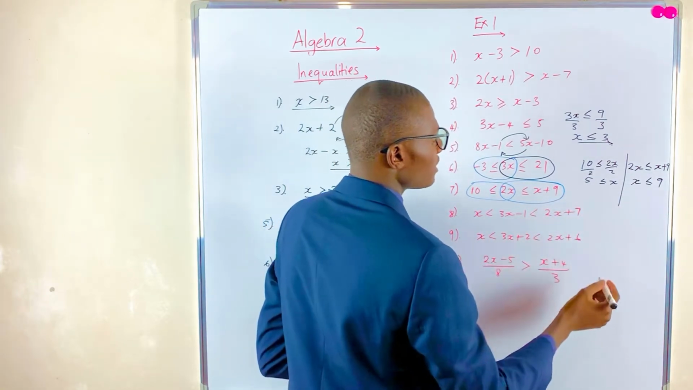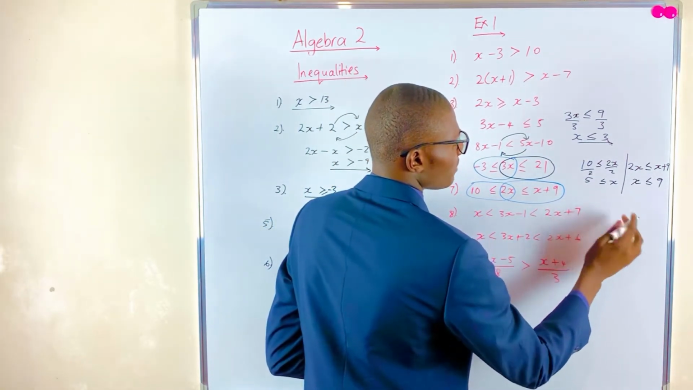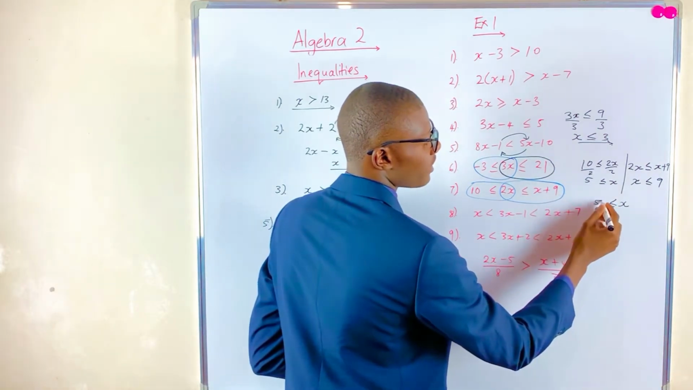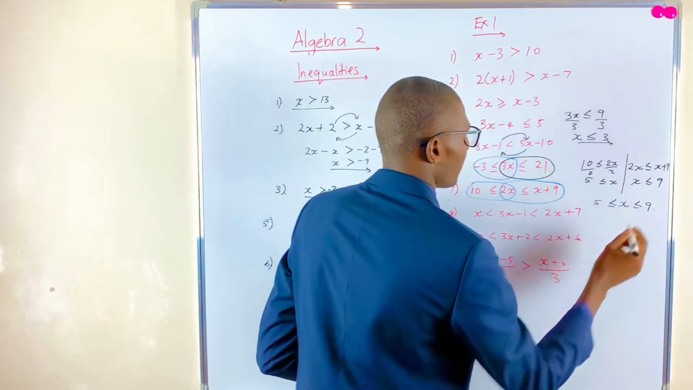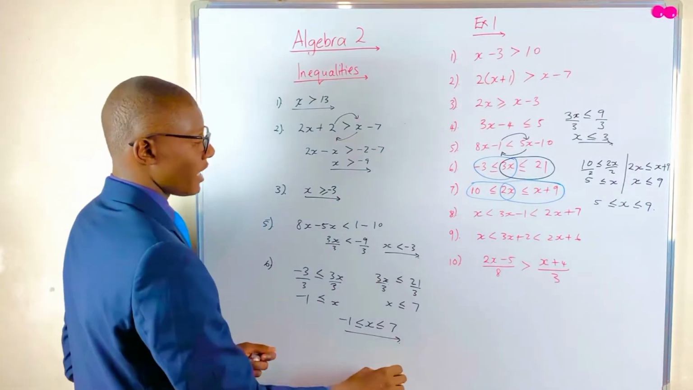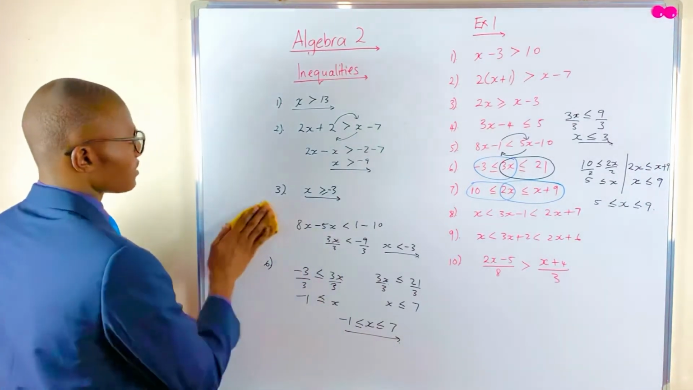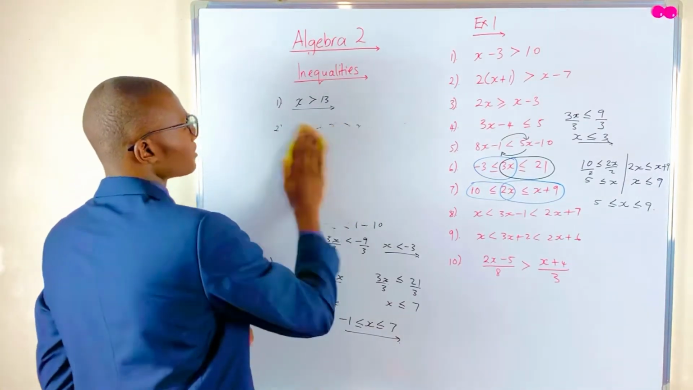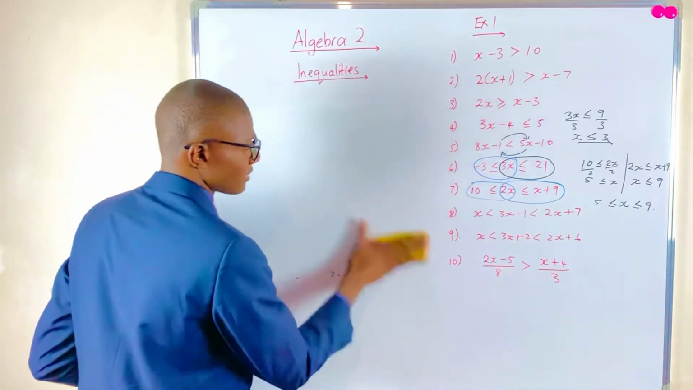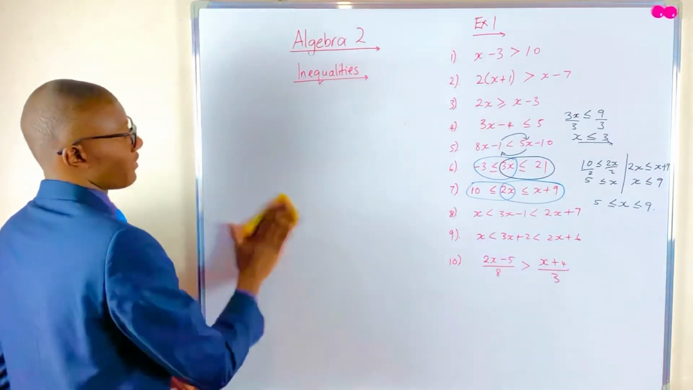Then combining these two, x being in the middle, we know that x is greater than or equal to 5, but less than or equal to 9. So this was for number 7. Then now moving on to number 8. Allow me to erase this spot.